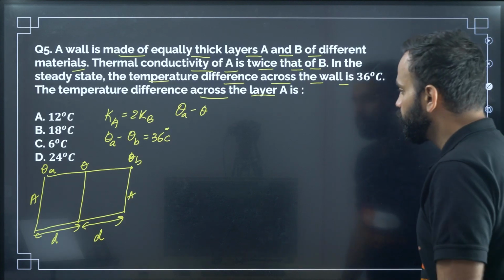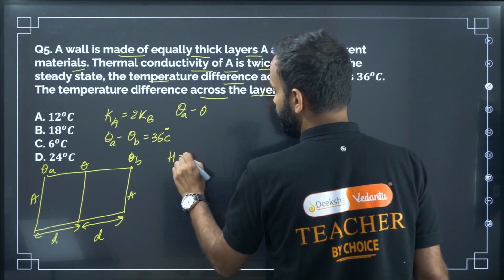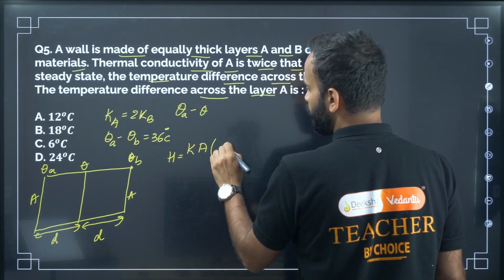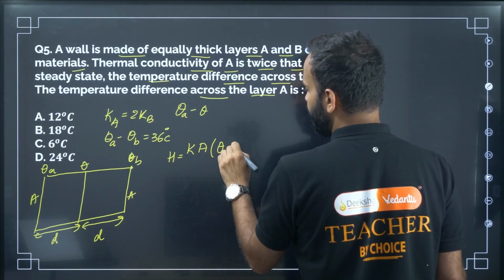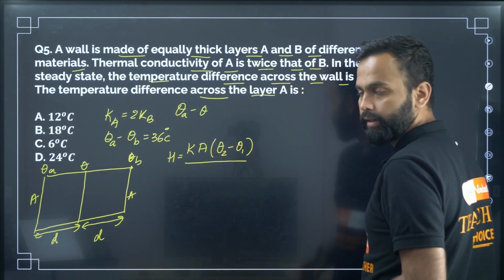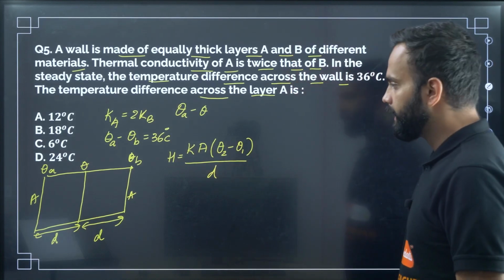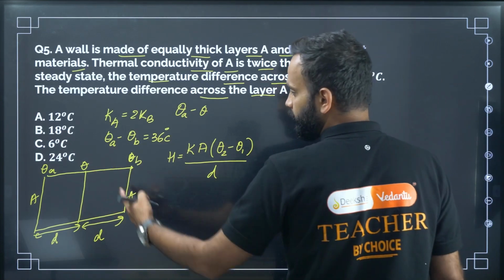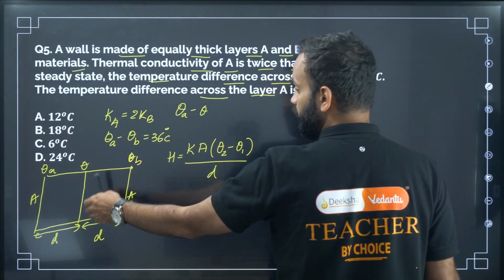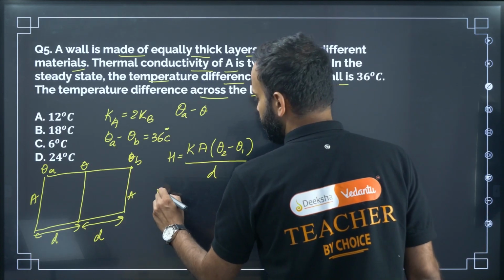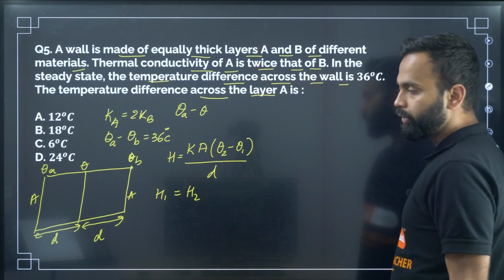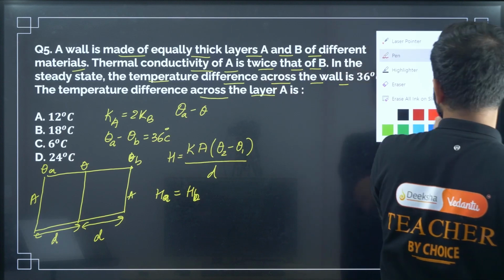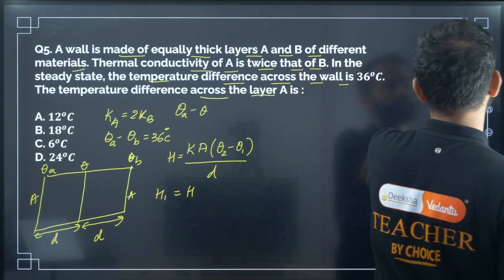So now apply heat current. We know that heat current H equal to thermal conductivity K into area A into theta 2 minus theta 1 divided by d, right? So this is the heat current. Here the heat current at A is equal to the heat current at B, right? Theta is the common temperature, or the temperature at the junction. So now H1 equal to H2, or HA equal to HB.